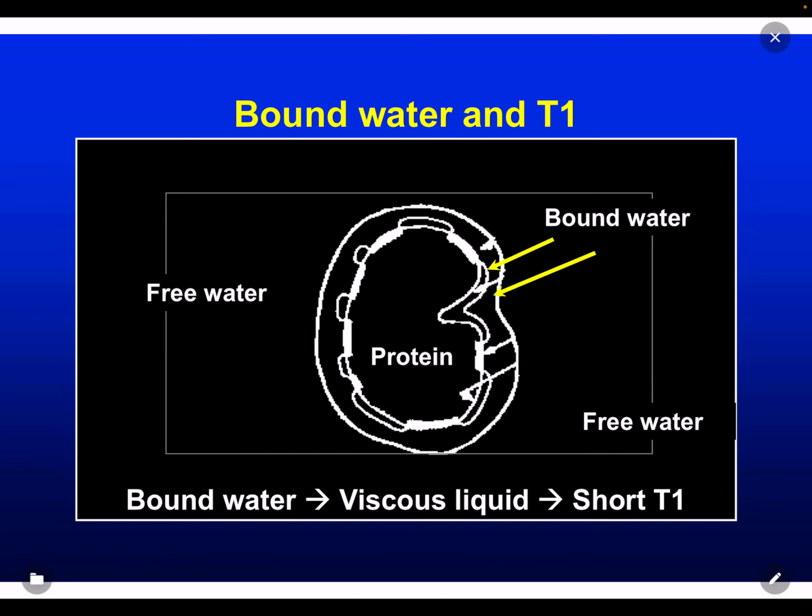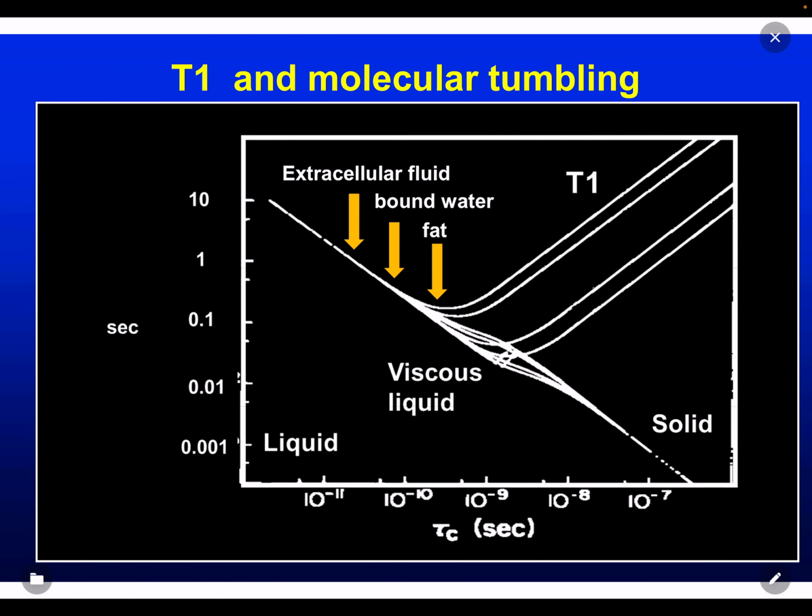Around the protein, we have bound water and free water. The bound water is just like a viscous liquid, so it has shorter T1. So in the myocardium, we have fat, bound water, and the extracellular fluid. So their T1 constants are different.